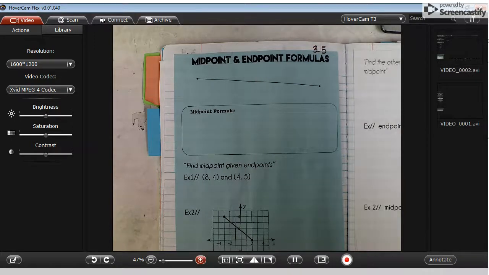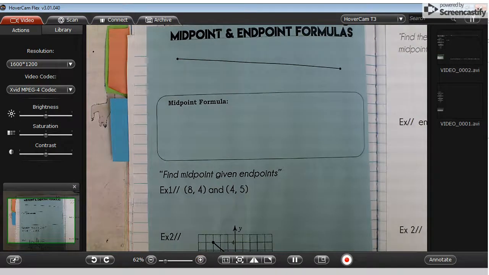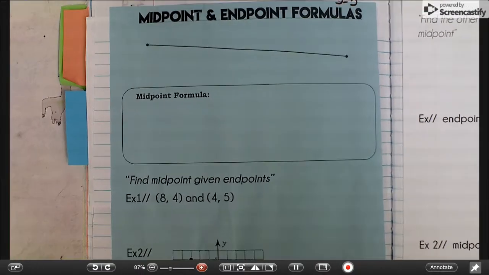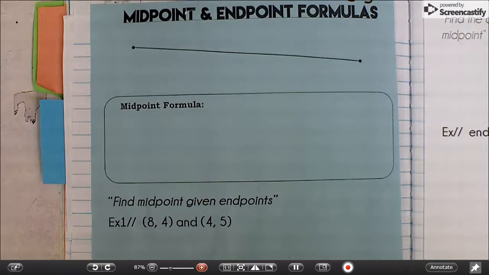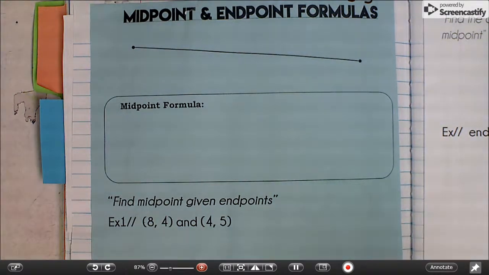Good morning. I'm going to talk about the midpoint and endpoint formulas today. Let me get it all zoomed in. Okay, so first we need to define again the words midpoint and endpoint.